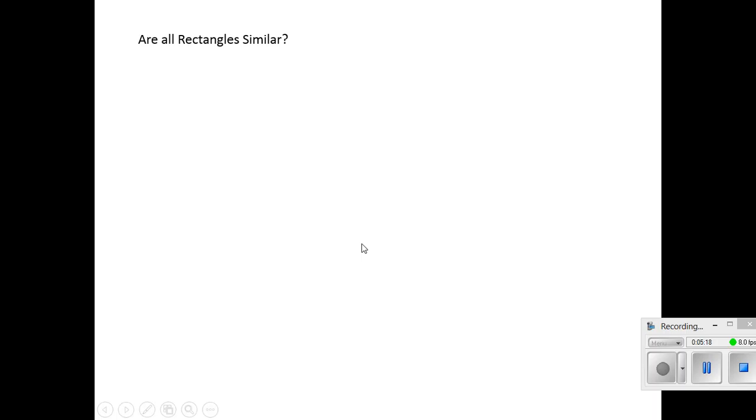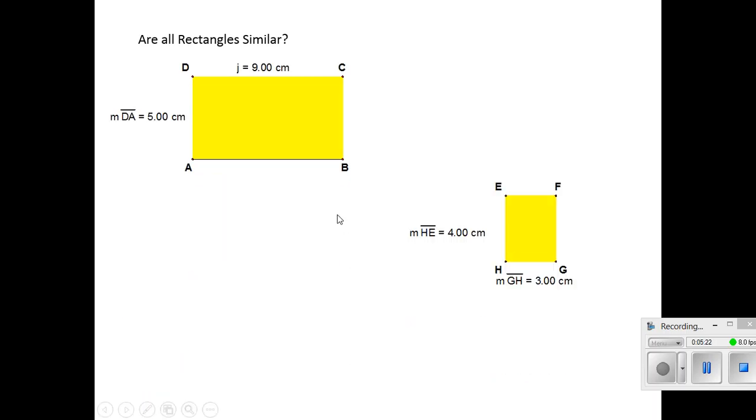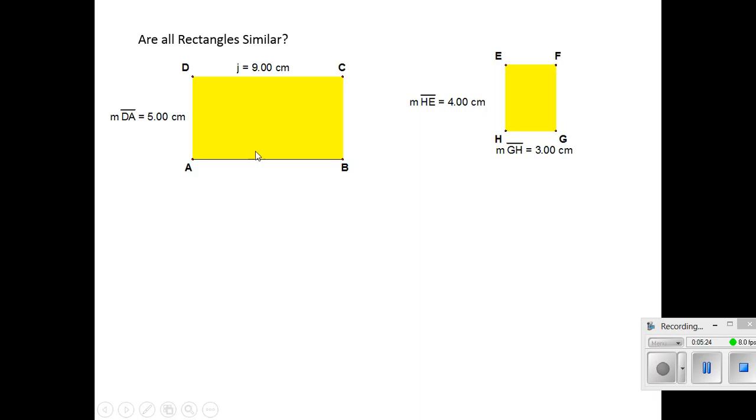Are all rectangles similar? Here's the yellow rectangle. Here's another yellow rectangle, okay? How do we know whether they're similar? Well, we certainly have two things we consider when we're looking at similarity. Are all the corresponding angles congruent? And are the sides in a constant ratio?